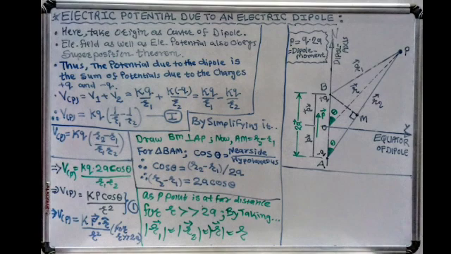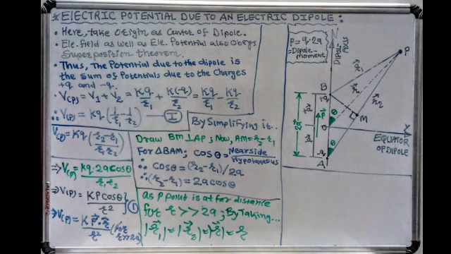So equation 1 is written as Vp is equal to kq into (R2 minus R1) upon R1 R2. Here R2 minus R1 is 2A cos theta. So Vp is equal to kq 2A cos theta upon R1 R2. Now q into 2A, that is the dipole moment P. So Vp is written as kp cos theta upon R1 R2.